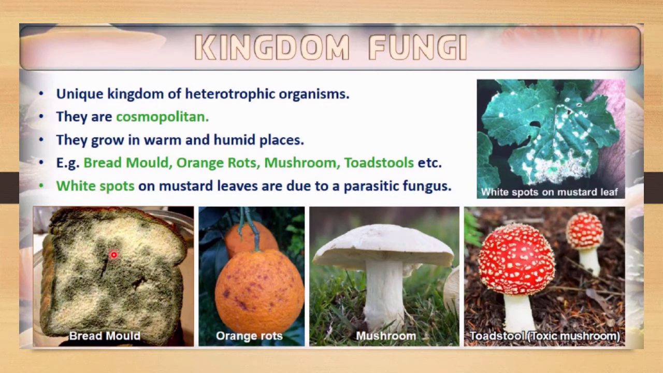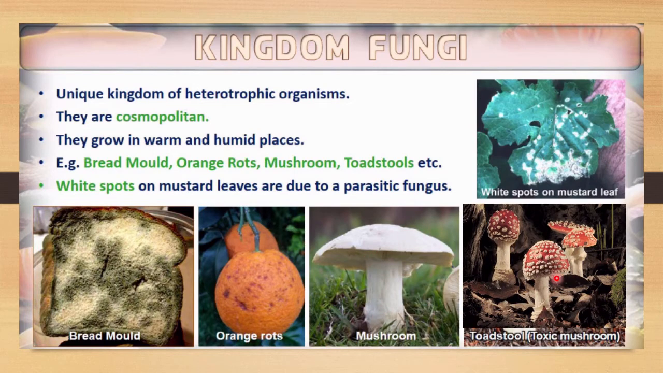For example, here you can see this is a bread mold. This is the orange rot you can see. This is all due to fungus. This is a mushroom, and this is a toadstool. This is a toxic mushroom, but it is also one type of fungi. White spots on mustard leaves are due to parasitic fungi. Here you can see the leaves of a mustard plant, and they have white spots on them, which is a parasitic fungus.